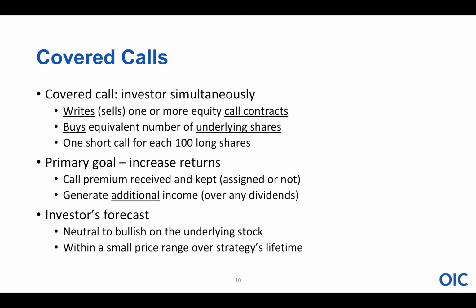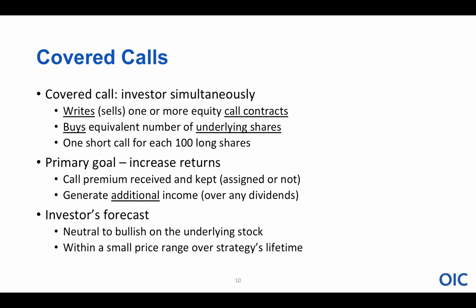So every option contract is the right to buy or sell 100 shares of stock. So if we own 100 shares of a security and we sell one call option against it, that would be known as the covered call strategy. So the long stock that we own collateralizes the short stock obligation by selling those shares.